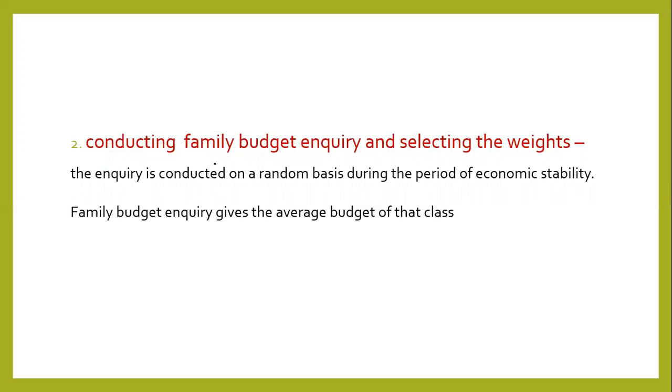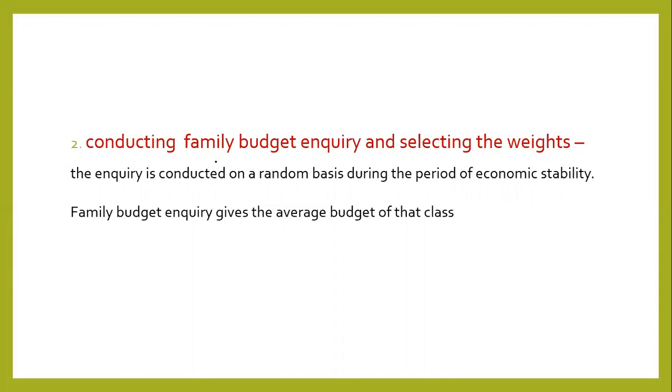So in our day to day life, they do a lot of consumption. So what are their expenses, how much they spend in that consumption to satisfy their needs. And this inquiry is conducted on a random basis. It is simply a random selection, and it is based on the economic stability. So when you randomly select a particular family, there should be economic stability. There should be stability in the economy as well.